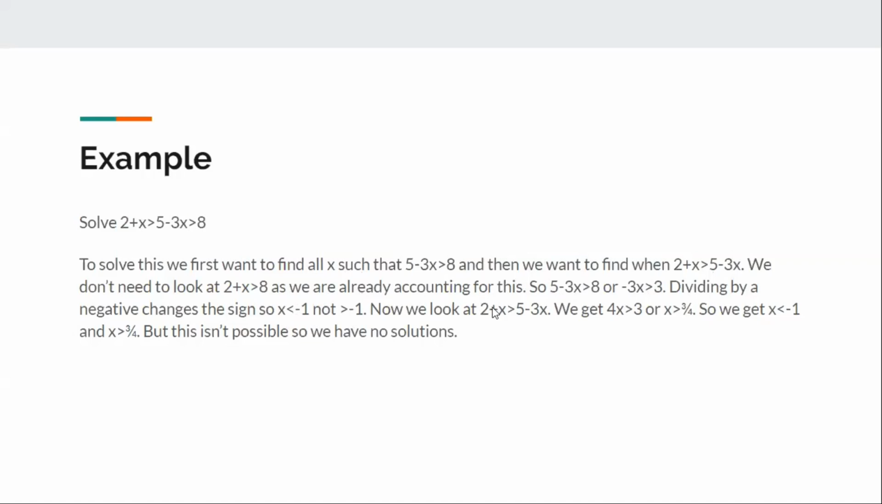Now you look at this. 2 plus x is greater than 5 minus 3x. You can simply add 3x to both sides and subtract 2 from both sides. You're going to get 4x is greater than 3, and you divide both sides by 4, and you're going to get x is greater than 3/4. So you have x is less than negative 1 and x is greater than 3/4. But that's not possible, as if it's less than negative 1, x has to be negative, and if x is greater than 3/4, x has to be positive. So there's no solutions for this.